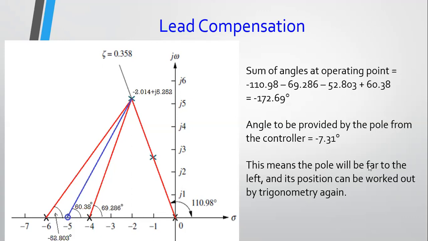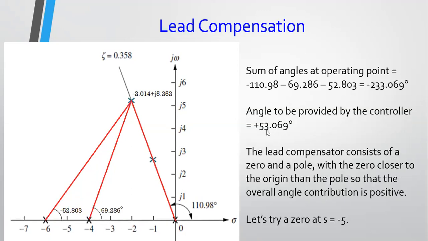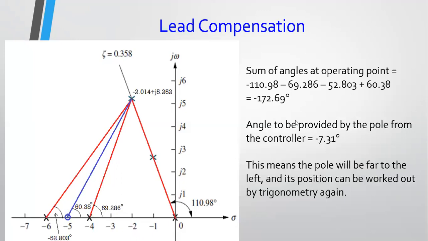Now, of course, this is a zero, so this angle contribution is positive. All your other angles are negative because they correspond to poles. You get an angle of minus 172.69 degrees. Okay, so still you're not at minus 180 degrees because you've not chosen this position of the zero at minus 5 to actually get the angle of 53.069 degrees. You arbitrarily put the zero at minus 5. Now the remaining, from minus 172.69 degrees, if you want to go to minus 180 degrees, means you still need an angle of minus 7.31 degrees.